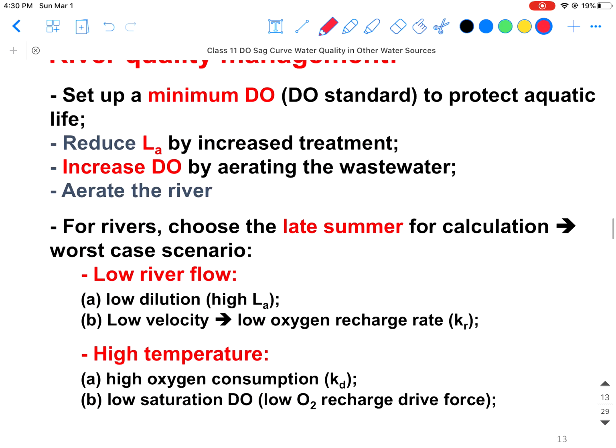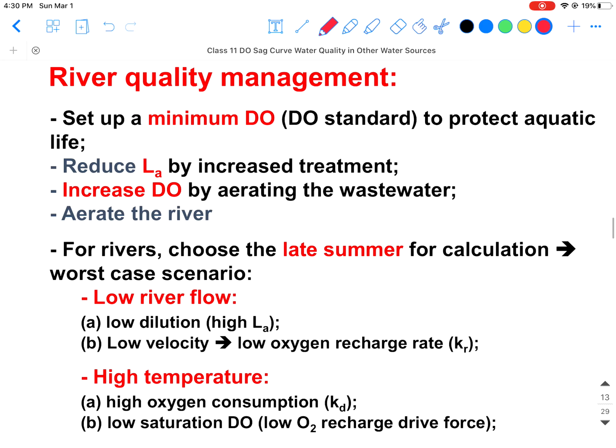Okay. So in terms of river quality management, what people do is that they will typically set up a minimum dissolved oxygen to protect the aquatic life, and then you can reduce the L_a or the BOD by increased treatment, right? To reduce the BOD of the sewage. You can increase the DO by aerating the wastewater. You can bubble through or create some turbulence in the wastewater. Also, you can aerate the river.